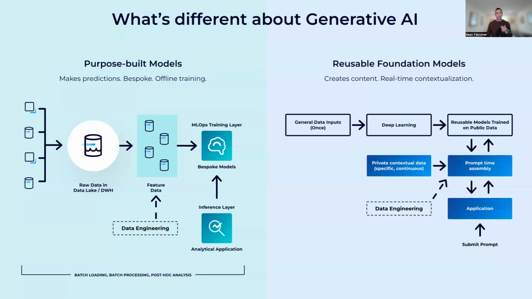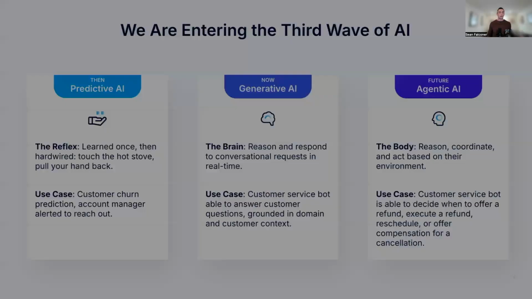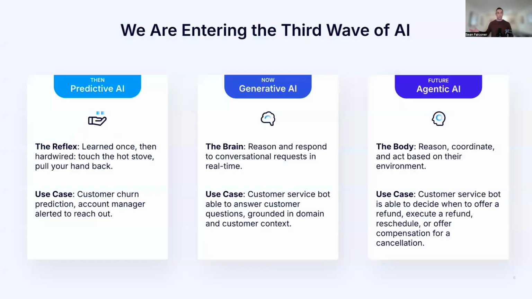And then on top of that, we've had these two eras, and now we're entering a third wave of AI, which is agentic AI. So to put this in context of physical reality, with predictive AI or purpose-built models, it was like a reflex where you learn it once, but it's hardwired. Touch a hot stove, pull your hand back. And in the context of something like customer churn, we could use one of these models to predict churn, but then we have to hand that off to a person to do something about it.